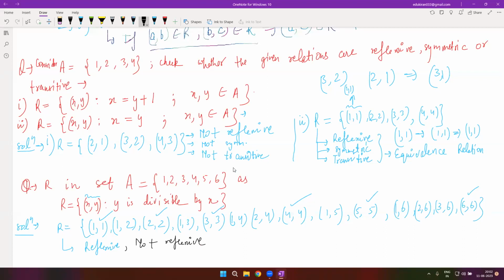Okay, in the next class we will discuss the transitivity of this given relation. Try to solve some questions from NCERT. Try to solve exercise 1.1.